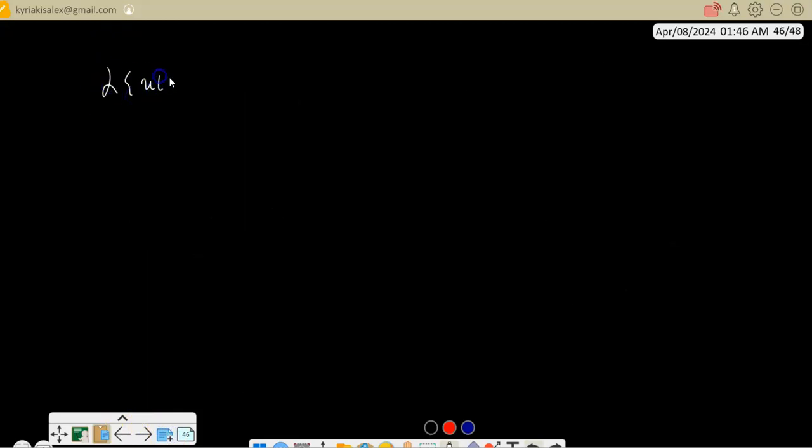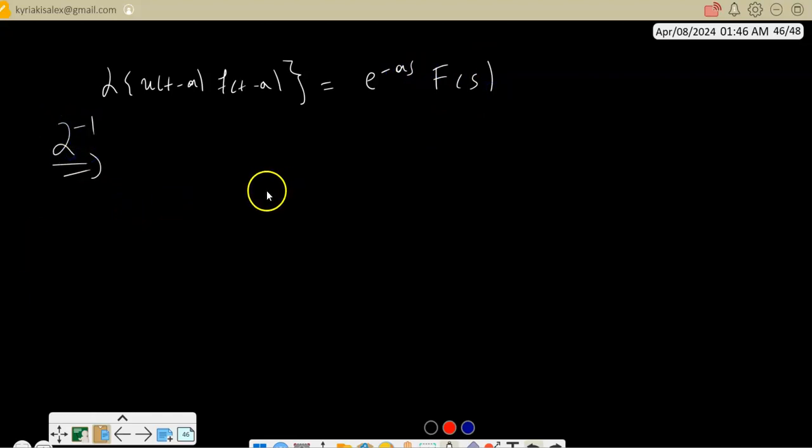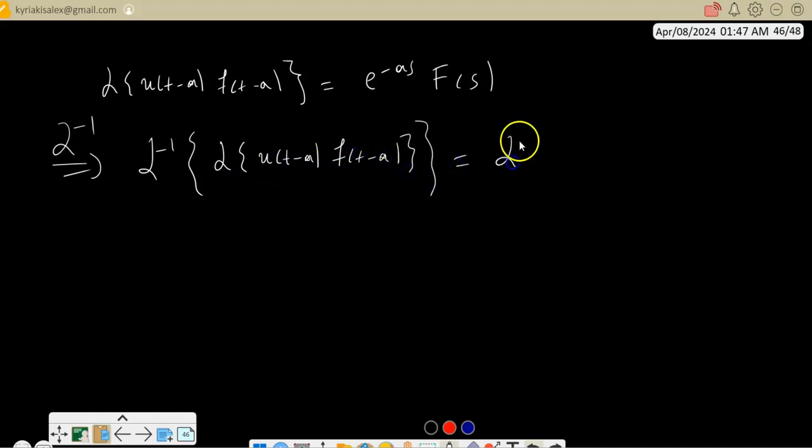Laplace of u of t minus a f of t minus a equals e to the minus a s F of s. Now I use the inverse Laplace transform on both sides of this relationship. It's a linear integral transform. And here the inverse Laplace of this product.